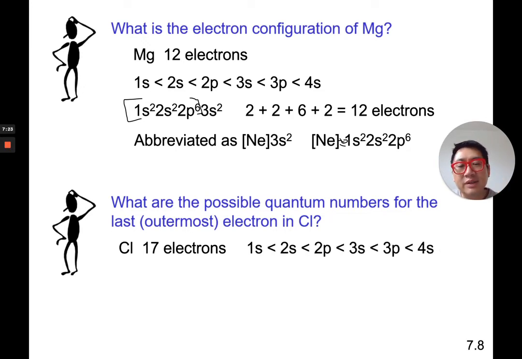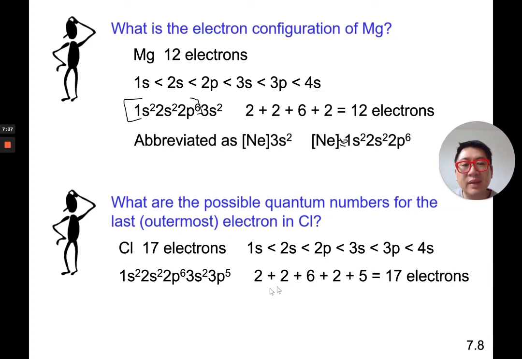So it always goes in that order. 17 electrons. If you did the electron configuration, it would be 1s2, 2s2, 2p6, 3s2, 3p5. To check, 2 plus 2 plus 6 plus 2 plus 5 is 17. That's 17 electrons. This is the electron configuration of chlorine.